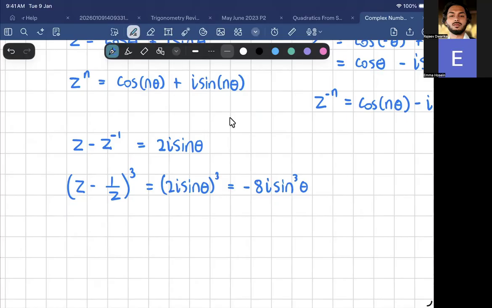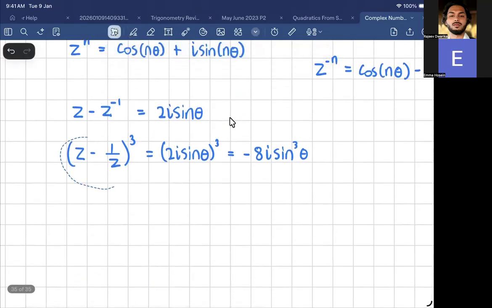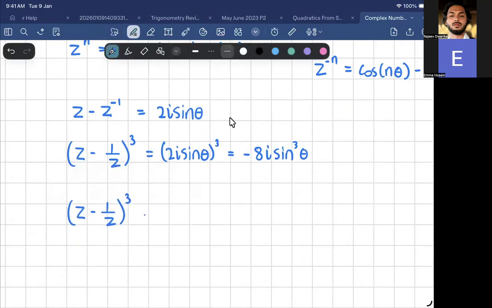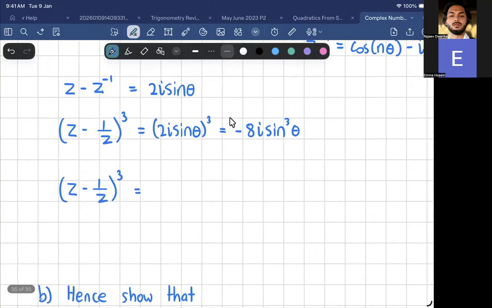Right. So now we need to expand this using binomial theorem. So walk me through it. (z minus 1 over z) cubed. Well, if you want to do the nCr thing. You know what? Since it's just to the power 3, you can just do Pascal's triangle. But in the interest of time, we could just use that.